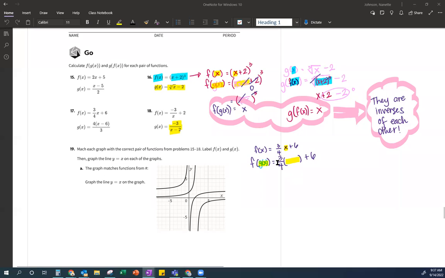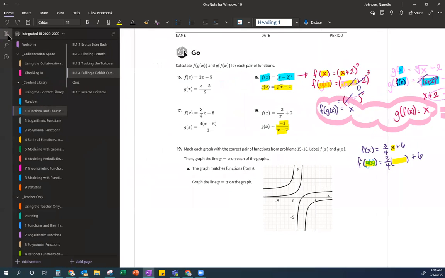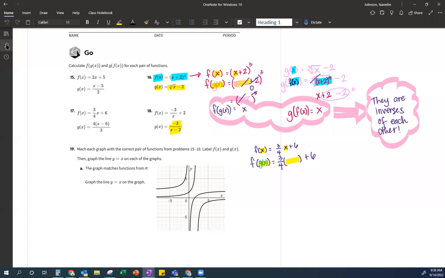And then you can kind of already see that you have a bunch of stuff canceling. It is really slow. So you can see that a bunch of stuff cancels. These 3s divide out to be 1. These 4s divide out to be 1. And so I'm left with x minus 6 plus 6, which again, that's just x. So f of g of x is x.